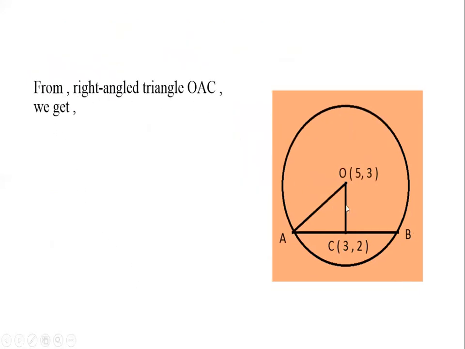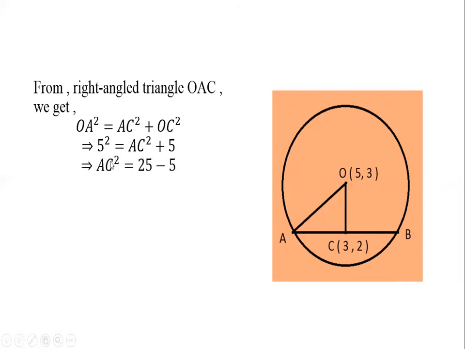From right angle triangle OAC, we get OA square equal to AC square plus OC square. Whereas here we apply Pythagoras formula. OA equal to 5, that means OA square equal to 5 square equal to AC square plus 5, because OC square equal to 5. Whereas after calculating, AC square equal to 25 minus 5, that means AC square equal to 20. AC equal to root over 20, that means root over 4 into 5, that means 2 root 5.